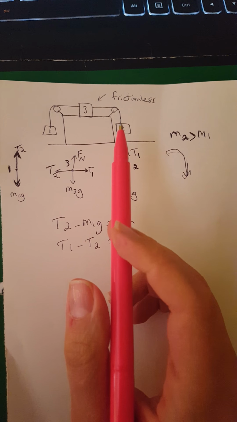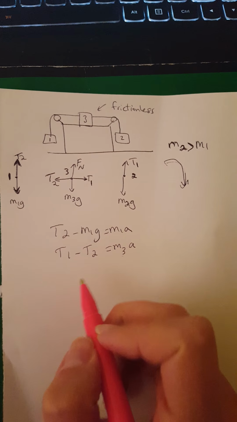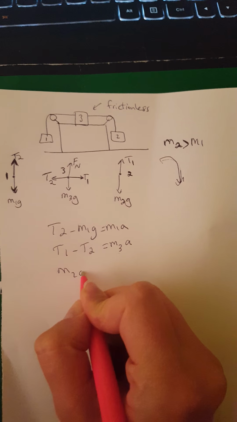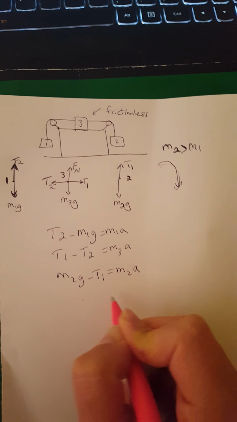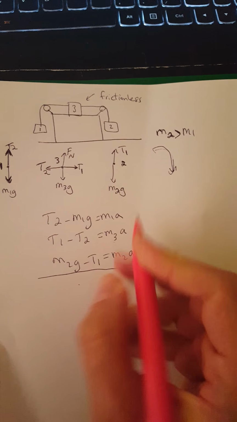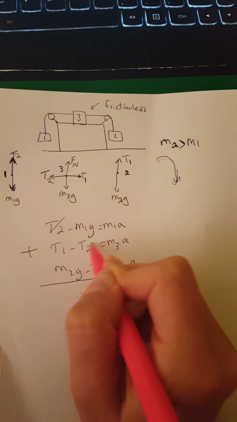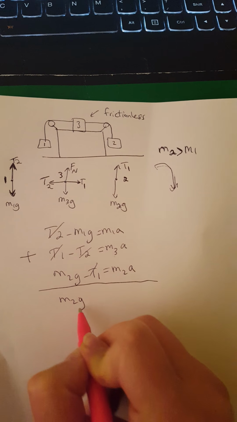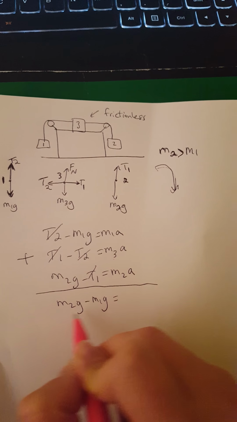The third block is block number 2. The system is moving downward essentially. So M2G minus T1 equals M2A. And now simply adding all of them together, you'll see that these 2 cancel out. These 2 cancel out.